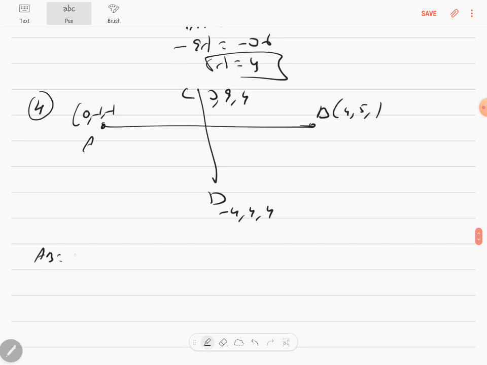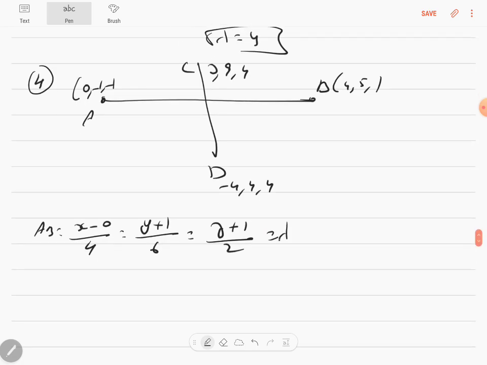AB is (x minus 0) by 4 is equal to (y plus 1) by 5 plus 1, which is 6, is equal to (z plus 1) by 1 plus 2, is equal to lambda. Correct? Next, let's find CD's line. (x minus 3) by (minus 4 minus 3), (y minus 9) by (4 minus 9), which is minus 5.